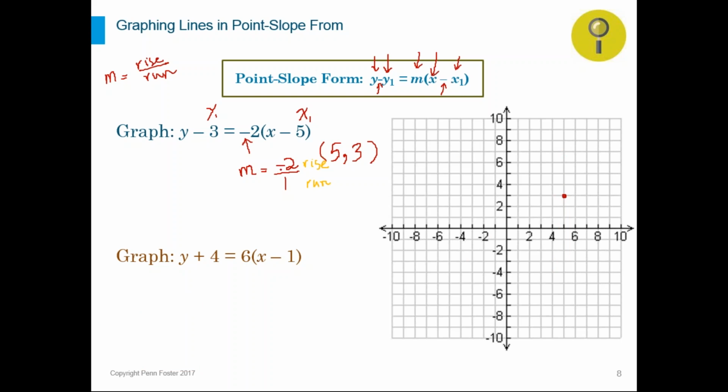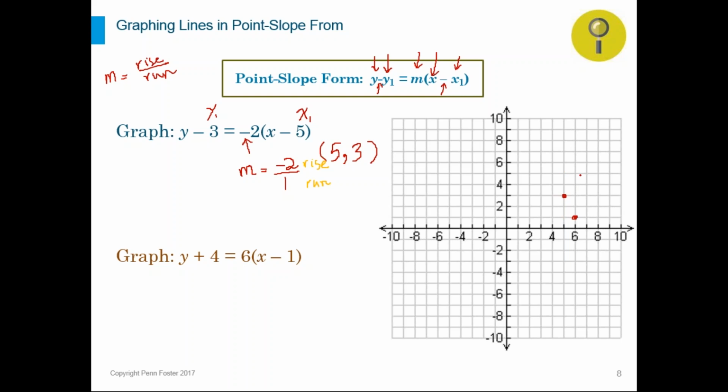But since we have a -2, I have to go down 2 units, 1, 2. But also I have a run of +1. So the run gives us how many units we go left or right, and since we have a +1, we go to the right 1 unit. So this is the second point where the line passes through. So now we have 2 points.